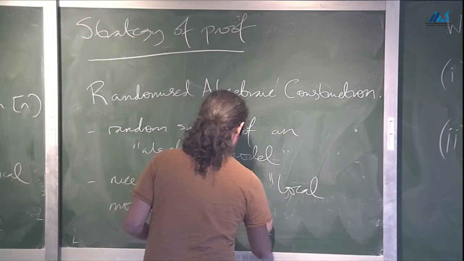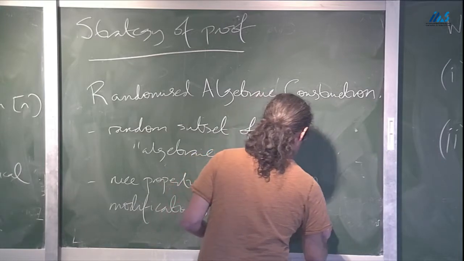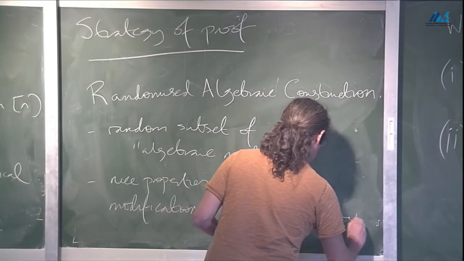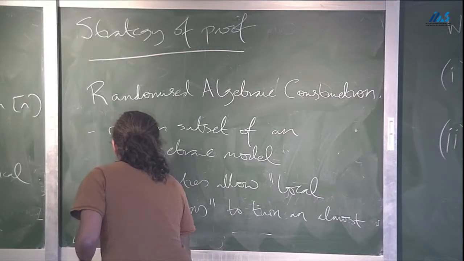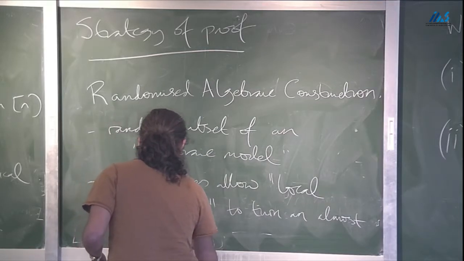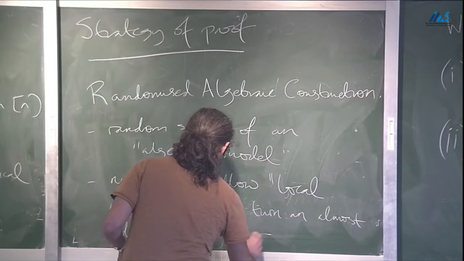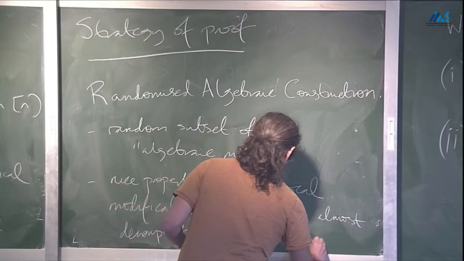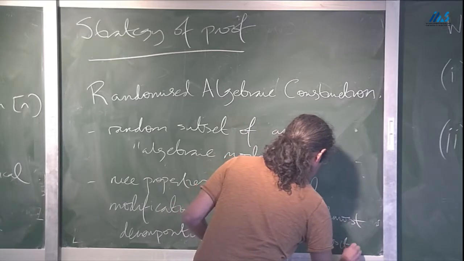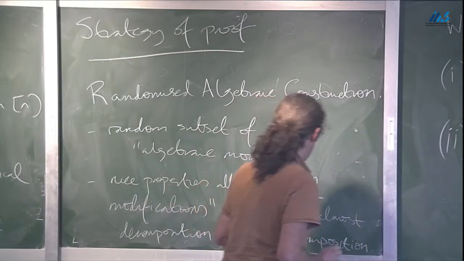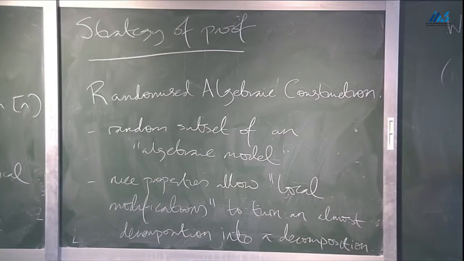To turn an almost solution, or almost decomposition, into a decomposition. Okay, so what do I mean by an algebraic model? For the problem of Steiner triple systems, there's actually a very easy answer to this. It's one of the ways in which it's simpler than the general problem.